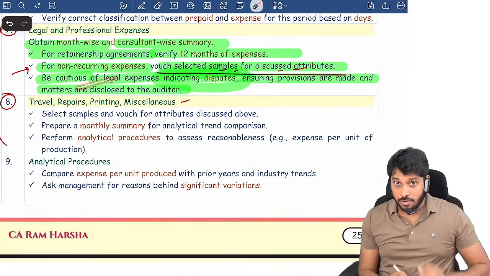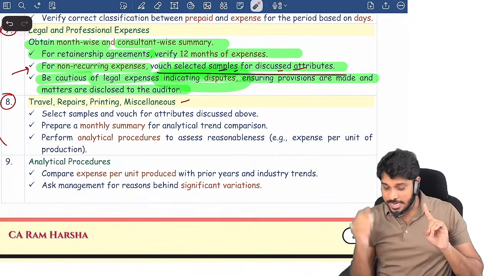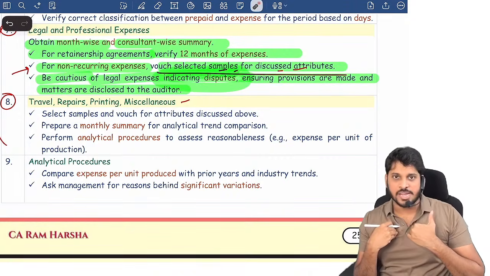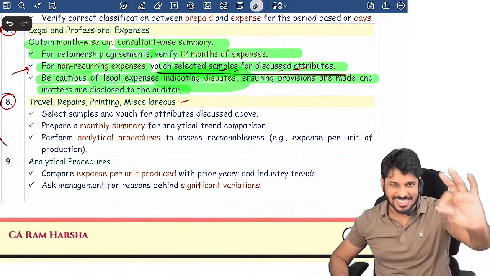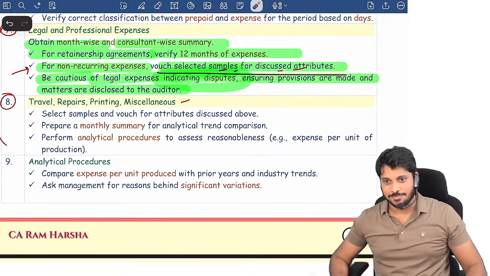Now be careful when you are checking legal expenses. It might indicate a dispute that the company is involved in. So see that provisions are made and the matter is disclosed to the auditor. That's it, guys. Easy or not?